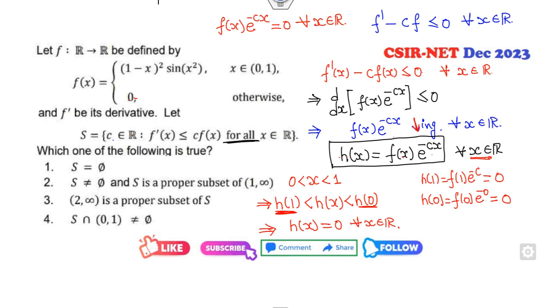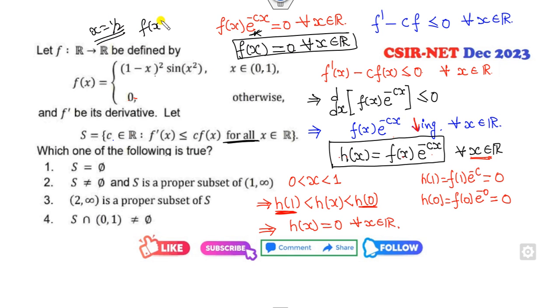Now e raised to power x, this number will never be 0. That means f of x is not 0 for all x in R. So is it a correct statement? No, because if you take x as half, then clearly f of x is non-zero. So that means this statement is wrong.